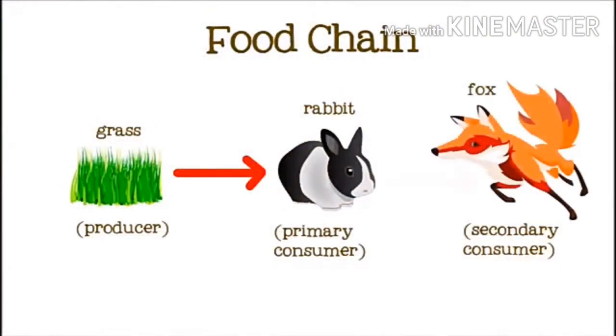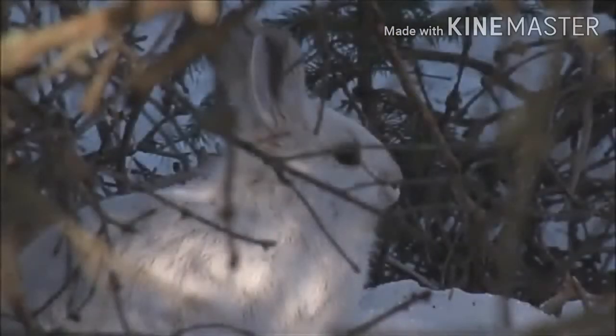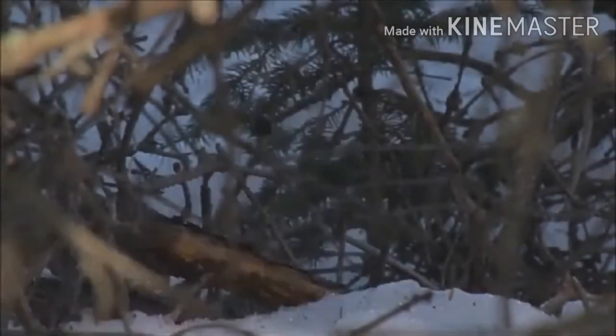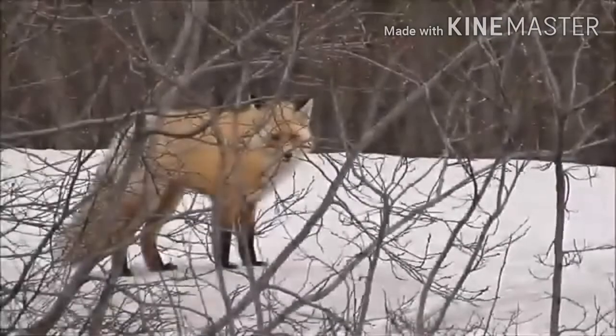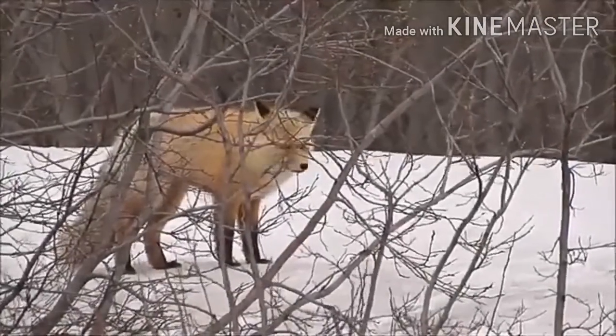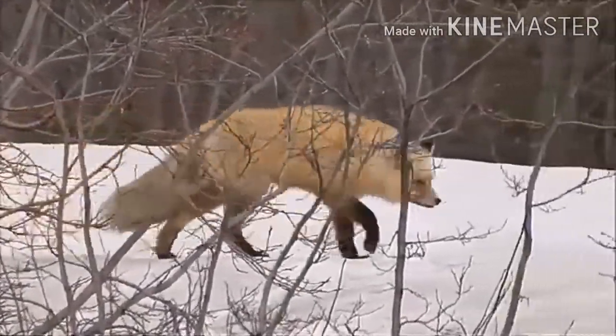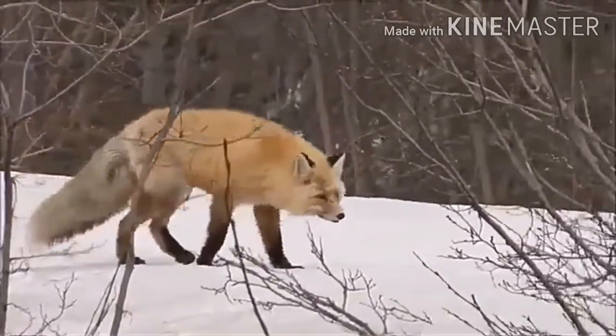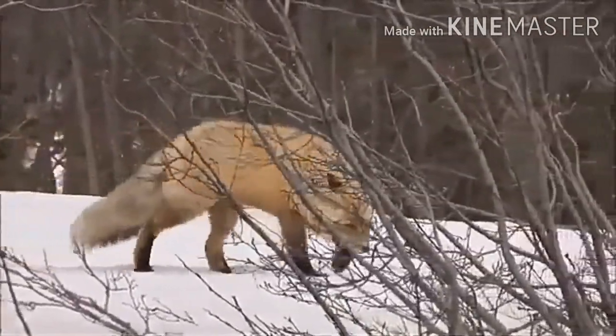When the fox eats the rabbit, part of the energy that the rabbit got from the grass is transferred to the fox. This is the end of this simple food chain. The rabbit eats the grass, then the fox eats the rabbit. The energy that came from the sun is captured by the grass, transferred to the rabbit, and then transferred to the fox.